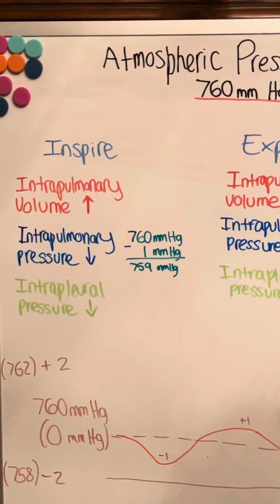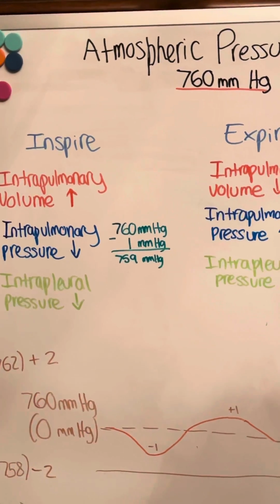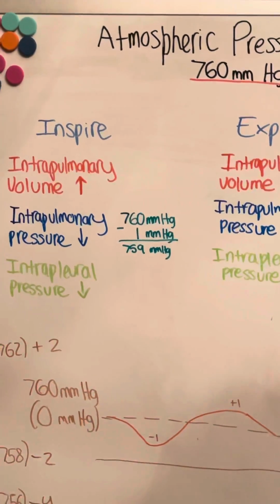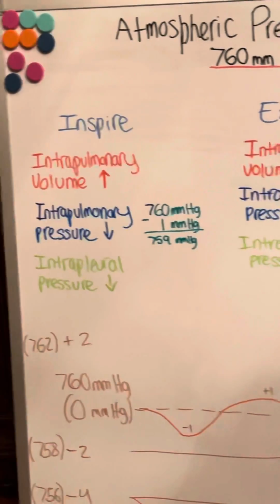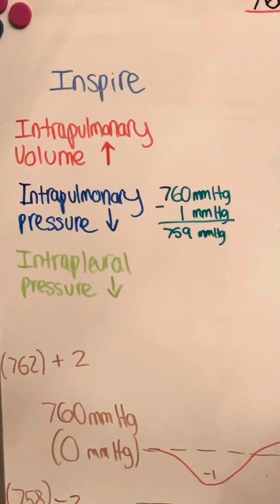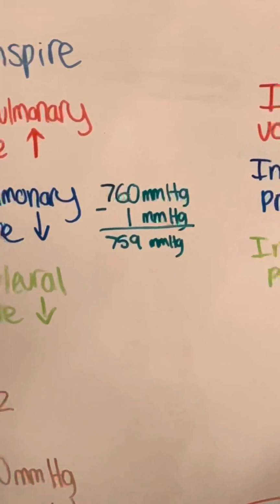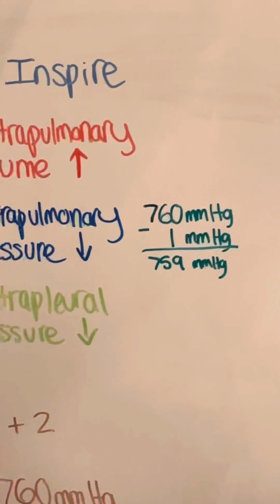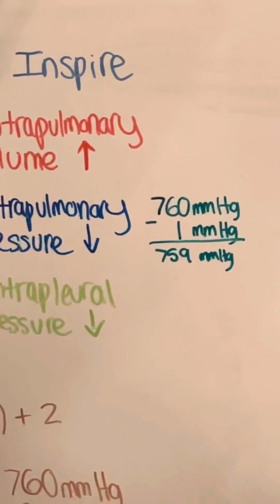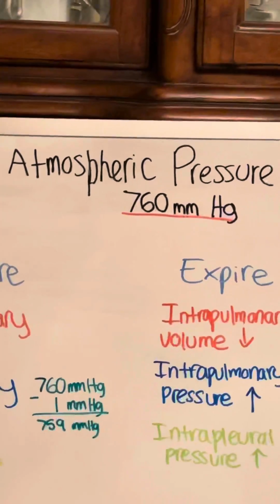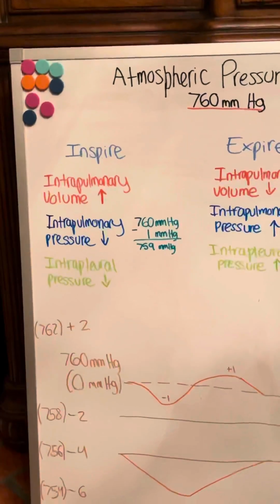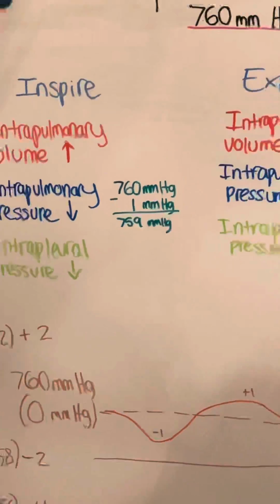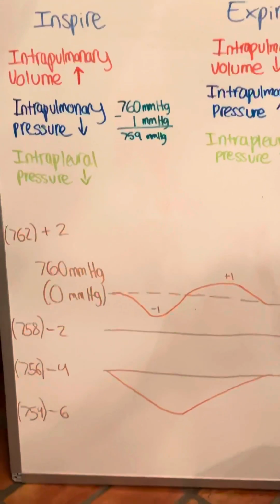intrapulmonary pressure is also 760 millimeters of mercury at equilibrium because of the fact we have an open system and it has to remain as constant as possible. But when we are inspiring, our pressure is going down. And so what does down pressure mean? That means you're subtracting 1 millimeter of mercury from the constant 760 millimeters of mercury, which is the same as the atmospheric pressure. So when you're inspiring and your pressure is going down, that's going to result in 759 millimeters of mercury. So we're going to take that over here to our little chart.